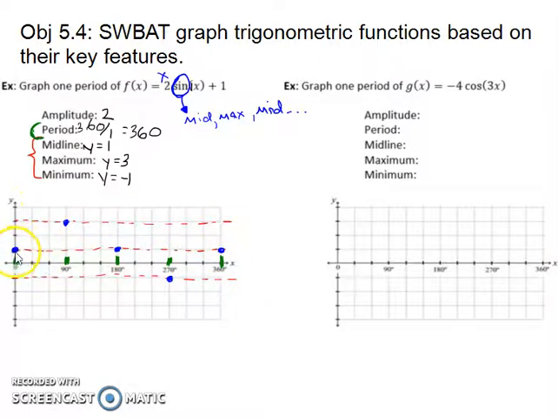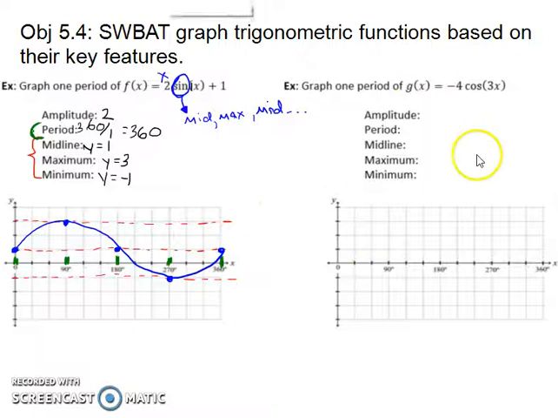Finally, we will connect these, and there are no corners here, so make sure that this is nice and smooth. That looks like a nice sinusoid. And that is it. That is one period of this sine graph. If I asked you for more, you just would have continued the pattern, and you can continue it forever. So midline, max, mid, min, mid, max, mid, min, and so on.